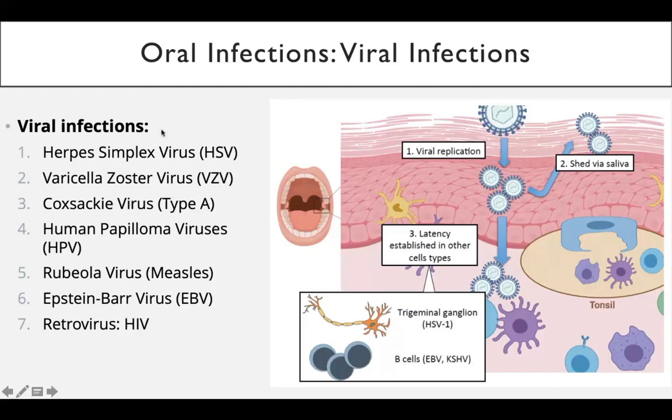Why type A? We are discussing the bacteria and the viruses which cause disease in the oral cavity. So we will stay in the oral cavity. Type A has some manifestation in the oral cavity, causing some of the viral infections in the oral cavity. That's why type A. And then we have human papillomavirus, HPV. Then measles, rubella virus, Epstein-Barr virus, EBV. And then we have a retrovirus, HIV, which also causes some oral ulcers and infection.